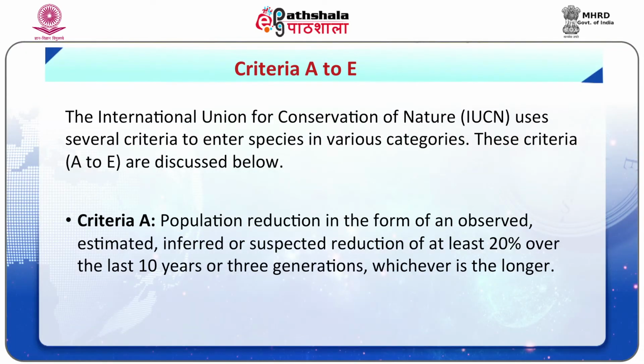The International Union for Conservation of Nature, that is IUCN, uses several criteria to enter species in various categories. These criteria A to E are discussed now. First one, the criteria A.